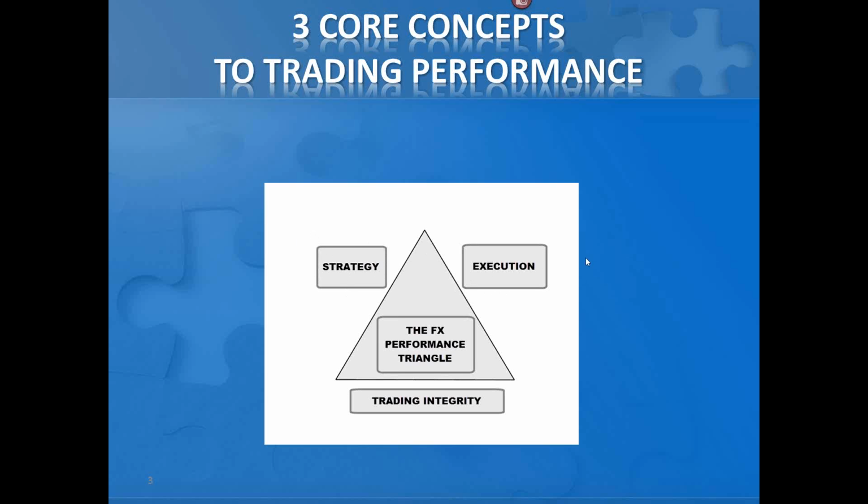And then there's execution. That's where the rubber hits the road, and you have to be able to take trades according to your strategy. This is why we use automation. Automation is going to take those trades for us flawlessly, every time, and it's not going to have emotion about it. It's just going to take the trades for us. And so that's execution. But down here is what we call trading integrity.